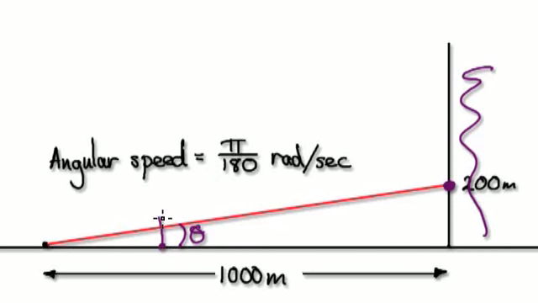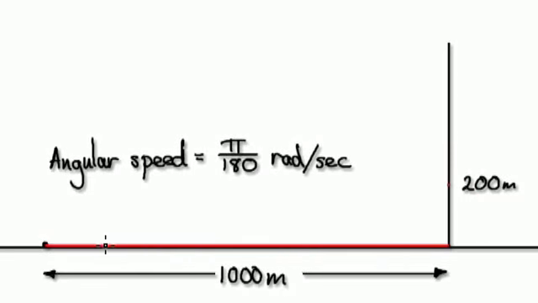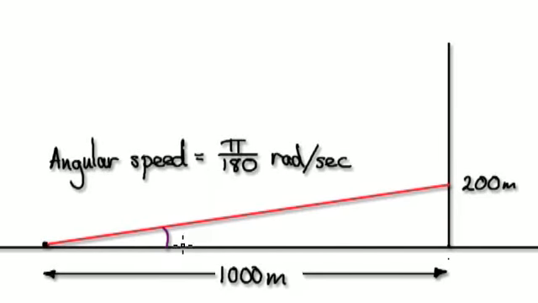We are going to slowly increase theta. Initially the laser would be fired, and theta would be 0, so it would be horizontal here. Slowly we're going to increase theta at a constant angular speed of this.